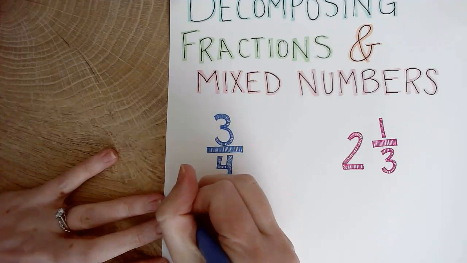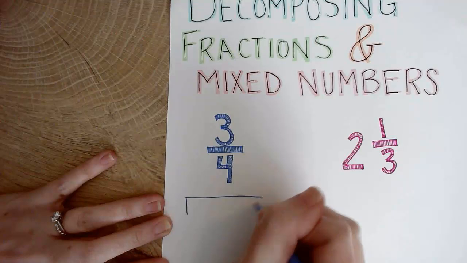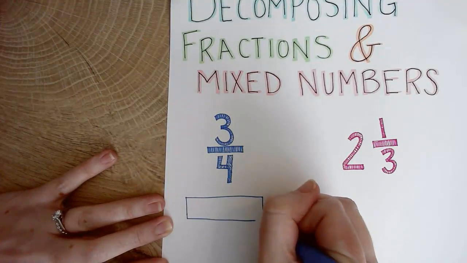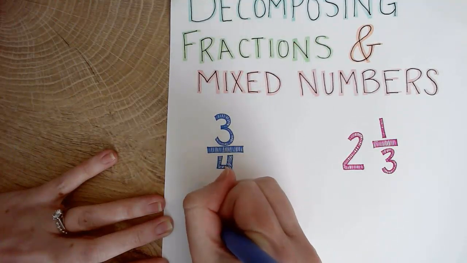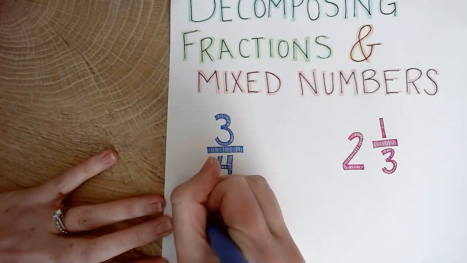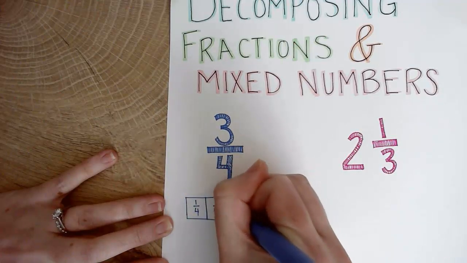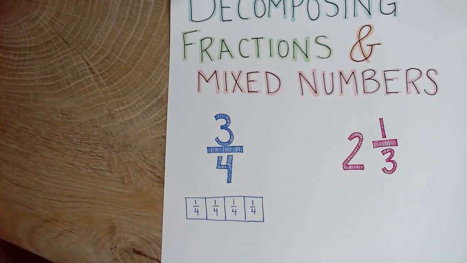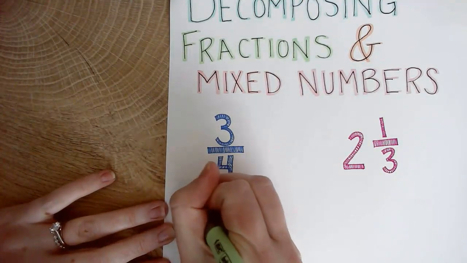So if we look here, I know that I could represent this on a fraction bar. I have my 4 equal pieces, each representing 1/4. And I know in order to represent the 3/4, I would have 3 out of my 4 shaded in.